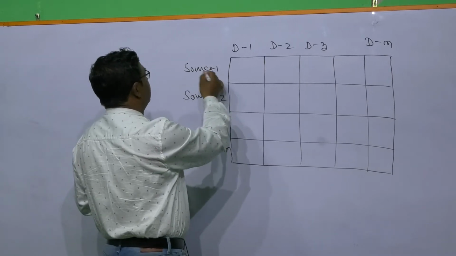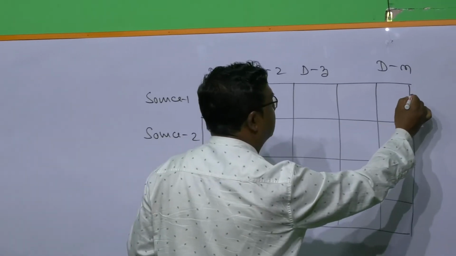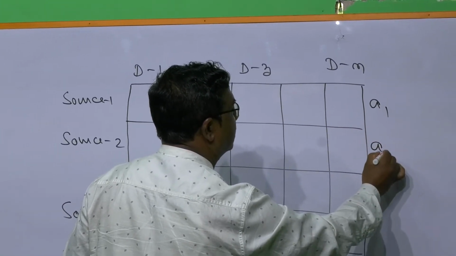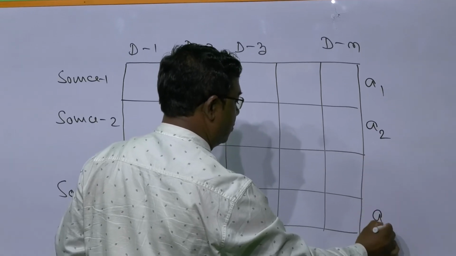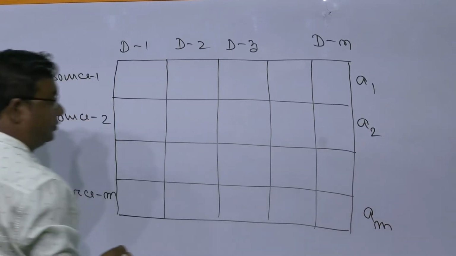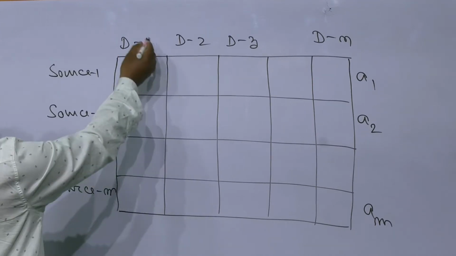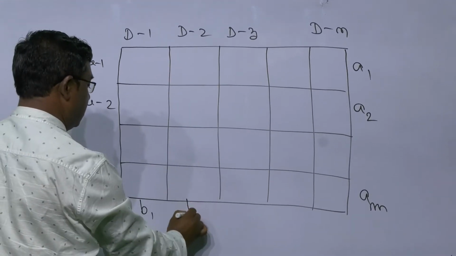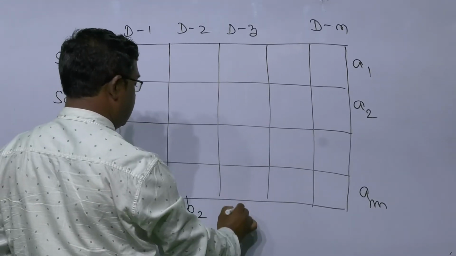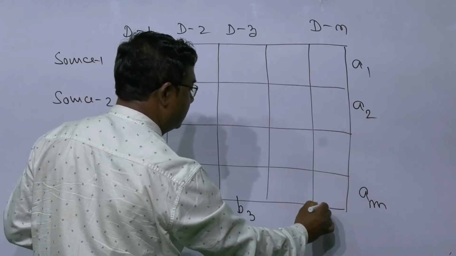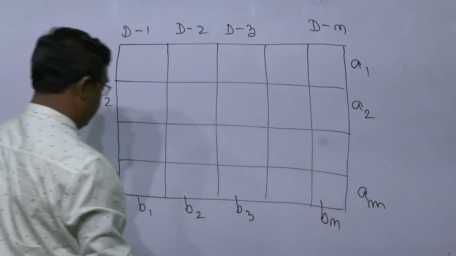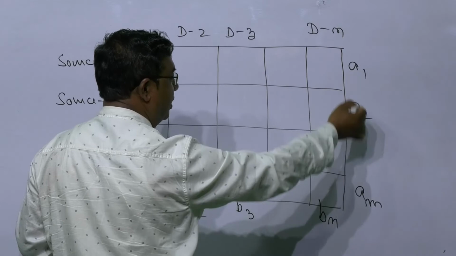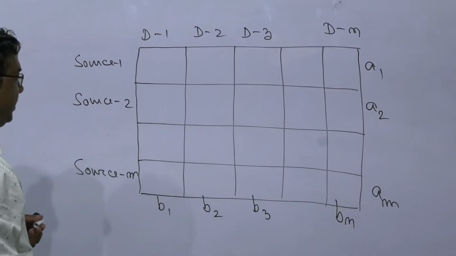The number of units produced from source 1 is denoted by, say, A1. From source 2, the amount of production is A2, and from source m, Am. Then the requirement for destination 1 is denoted by B1, destination 2 is B2, destination 3 is B3, and so on, destination n is Bn. So these are the requirements, and this A1, A2, Am are the supplies.